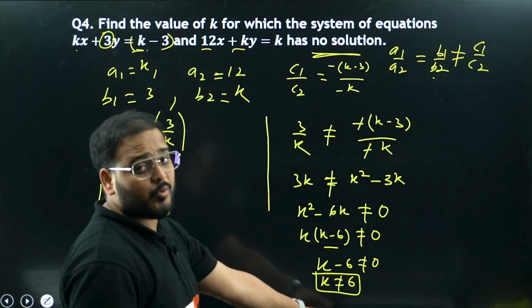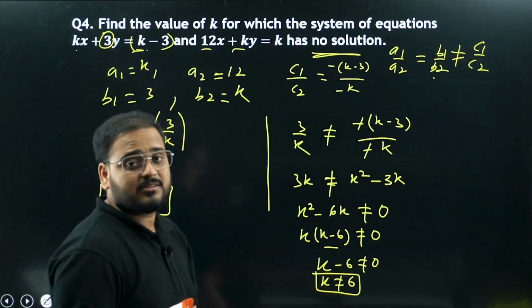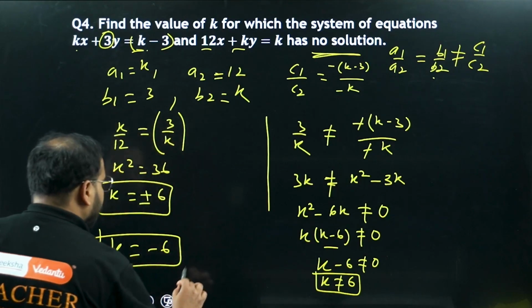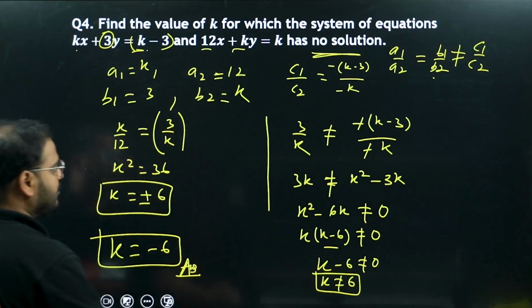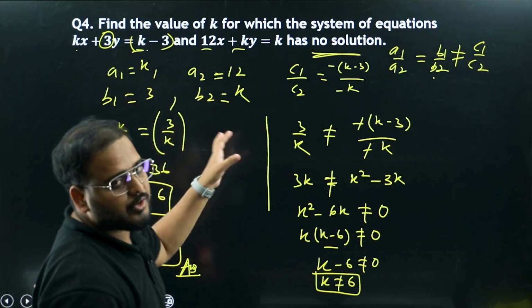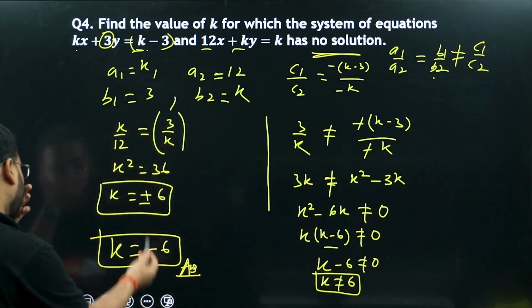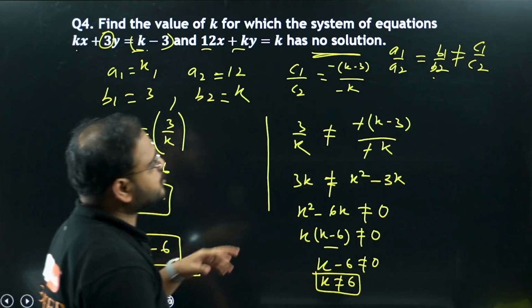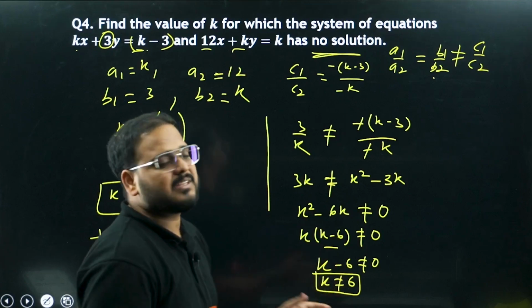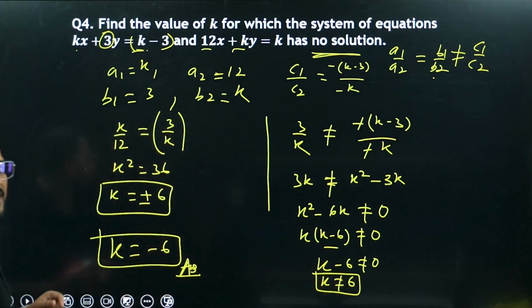From the second one we are getting what? Only that 6 is not the answer. It means k equal to minus 6 is your final answer. I'll repeat this just in case. We found the ratio a1 by a2, b1 by b2 and c1 by c2. From the first two we got k equals to plus minus 6. From the last two we got k not equal to 6. It means that the answer is only minus 6.